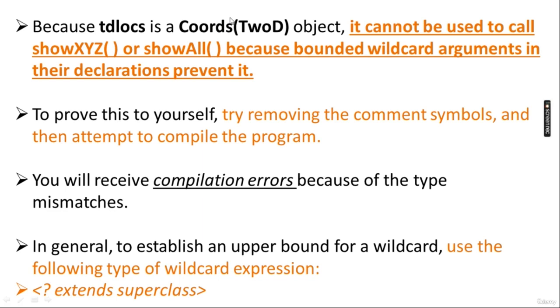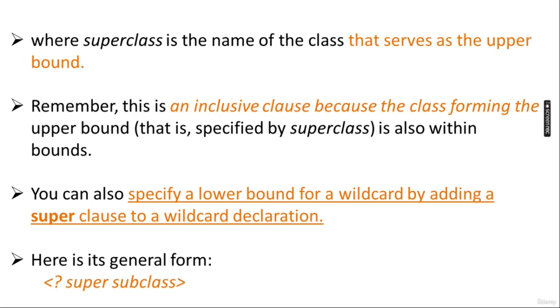To prove this to yourself, try removing the comment and it will give you a compile time error. In general, to establish an upper bound, use the following type of wildcard expression: ? extends superclass. Above that superclass, your call will not go, where superclass is the name of the class that serves as the upper bound.